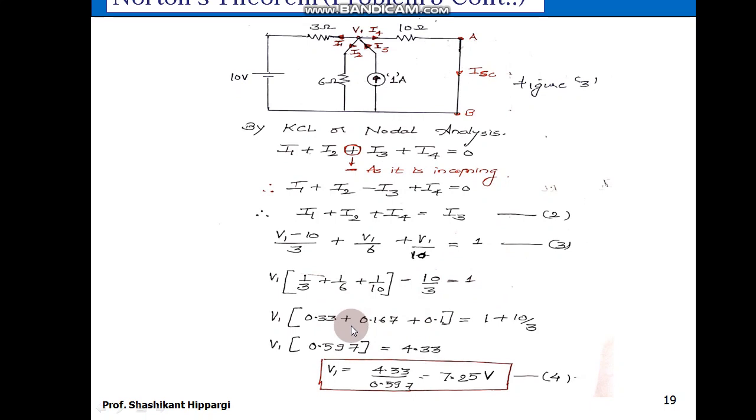If I solve this bracket part, it will be equal to V1 into 0.597. And if I take this on the RHS, it becomes plus. So 1 plus 10 by 3, which is equal to 4.33. So V1 will be equal to 4.33 divided by 0.597, which is equal to 7.25.